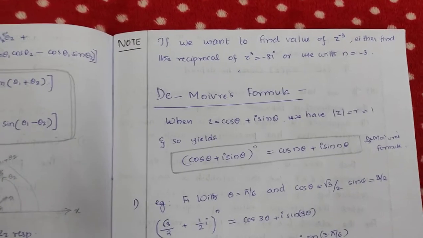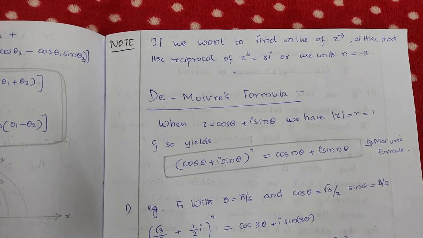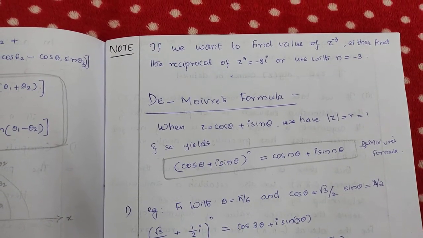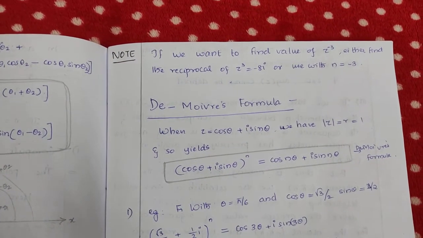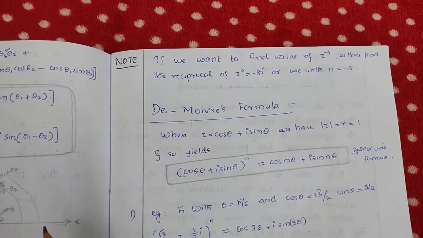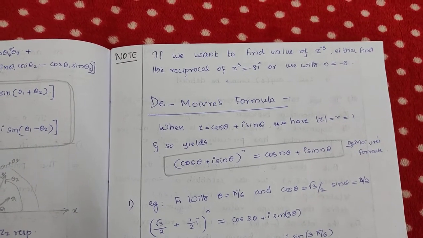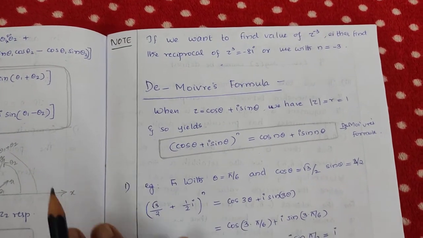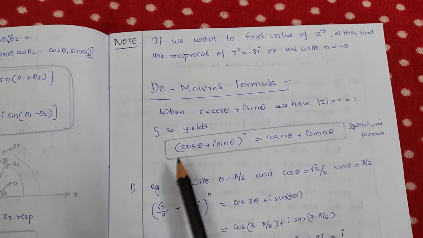Then we have a note here. If we want to find the value of z raised to minus 3, either find the reciprocal of z raised to 3, which is equal to minus 8i as we have now got, or you can take n is equal to minus 3. Either take z cube and find its reciprocal, or put n is equal to minus 3 and do it. Next is de Moivre's formula.